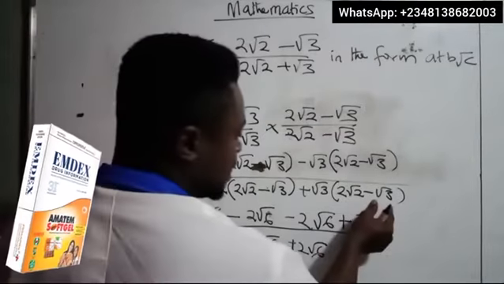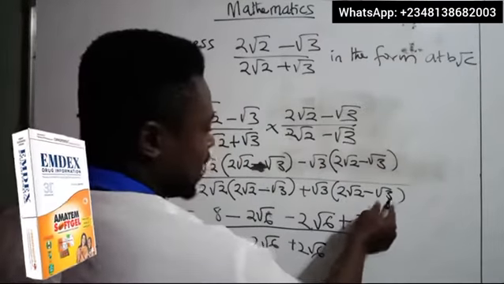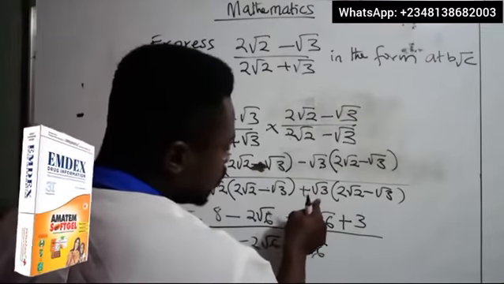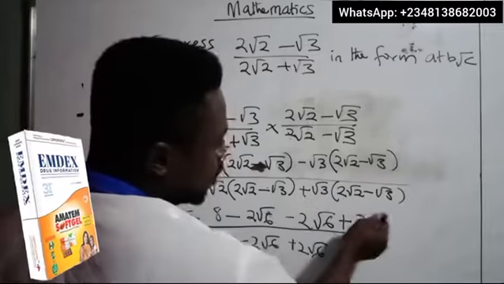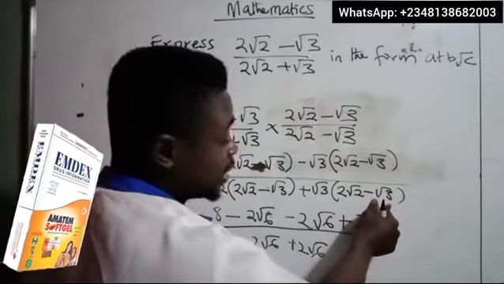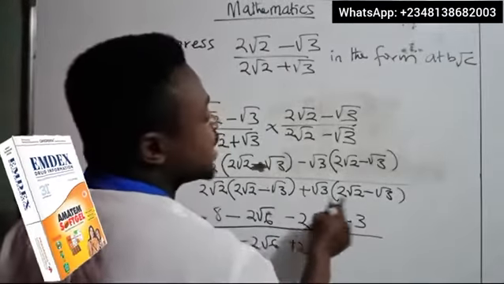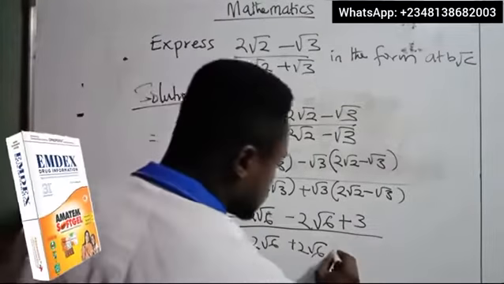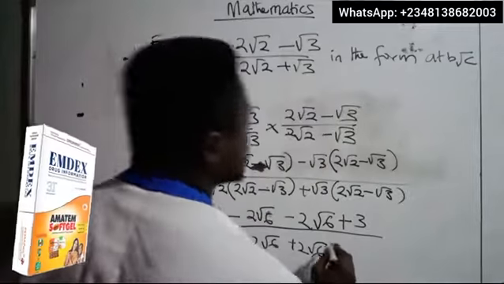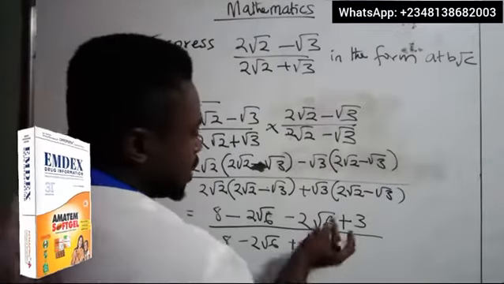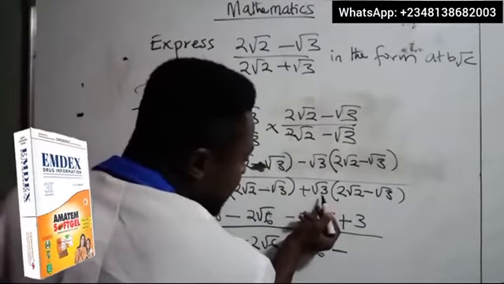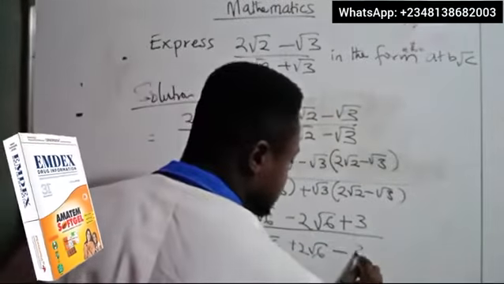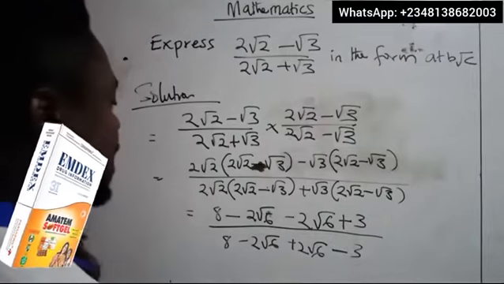Now let's multiply this one out. The coefficient of this plus root 3 is plus 1, while the coefficient of minus root 3 is minus 1. So plus 1 multiplied by minus 1 first gives us minus 1. So we put minus. Then root 3 times root 3 will give us what? 3. So we have minus what? 3.